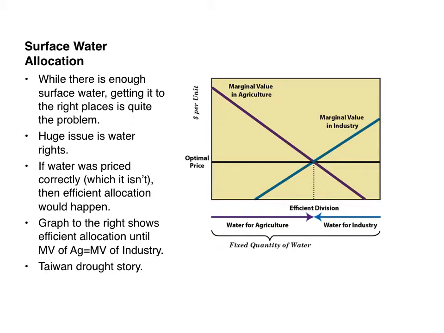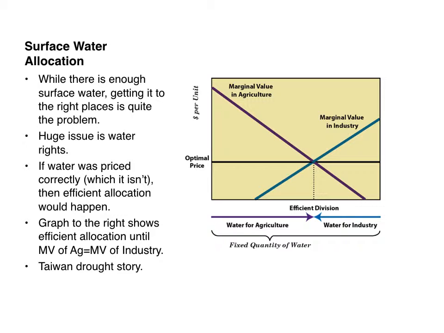Now your book talks about Taiwan and the drought story. So Taiwan had a rather massive drought, and what happened was there was no free market for water. There was no real pricing structure, no good pricing structure for water. So non-price rationing was a consideration in Taiwan.